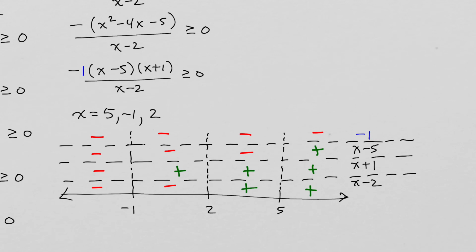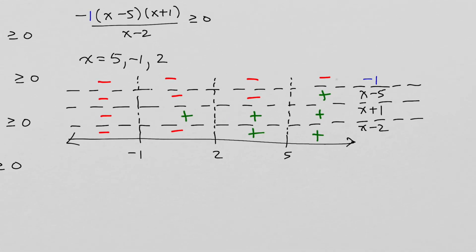Okay, so there it is. I dropped it all in there. So just want to point out that the factor negative 1 is always negative, right? It doesn't matter what x is because this factor doesn't have an x. So it's always negative. X minus 5 will be positive to the right of 5, will be negative to the left of 5. X plus 1 will be positive to the right of negative 1 and negative to the left. And x minus 2 will be positive to the right of 2 and negative to the left of 2.